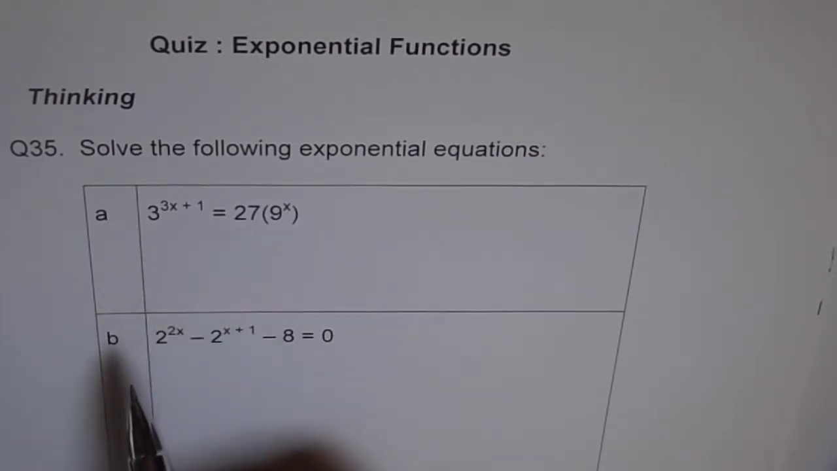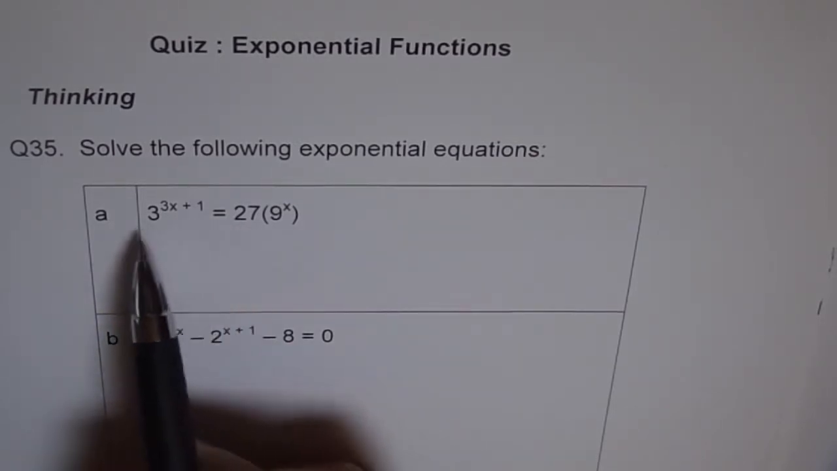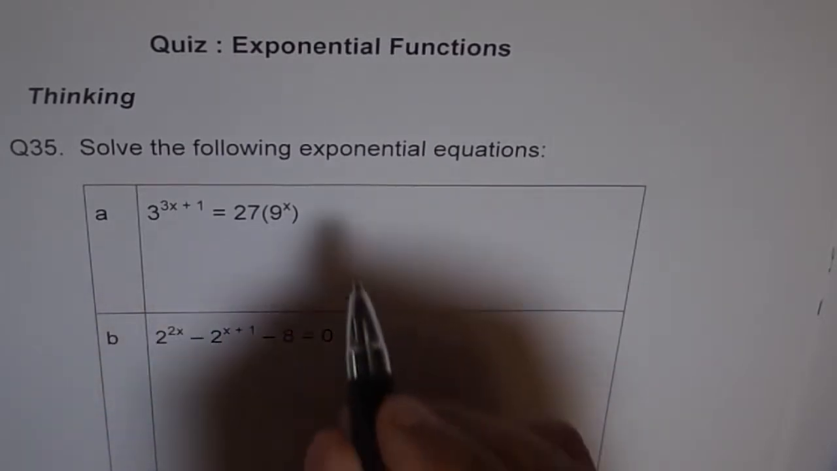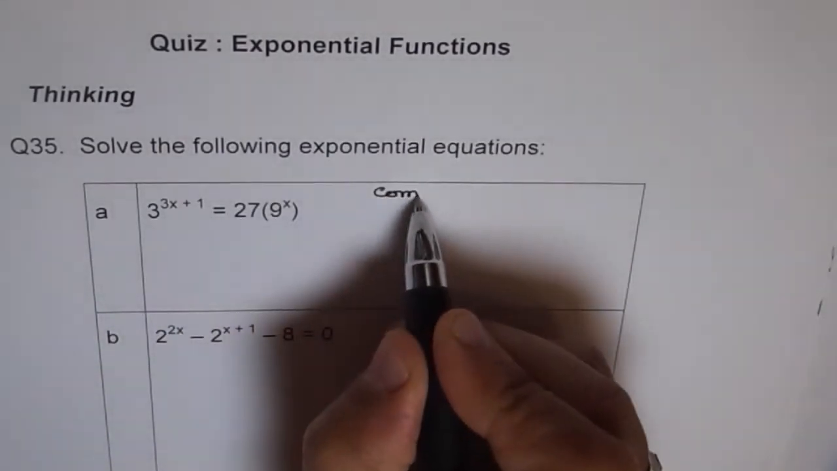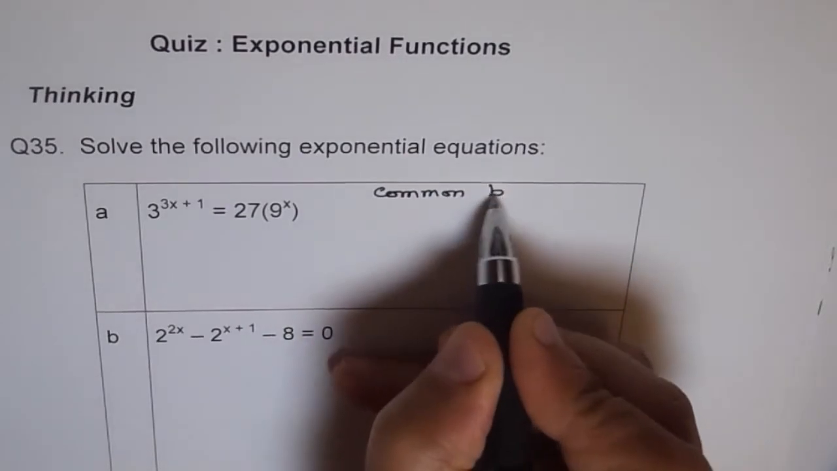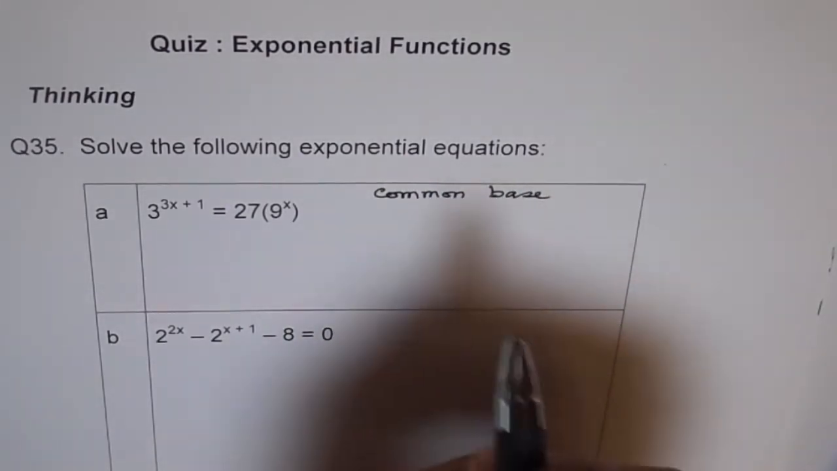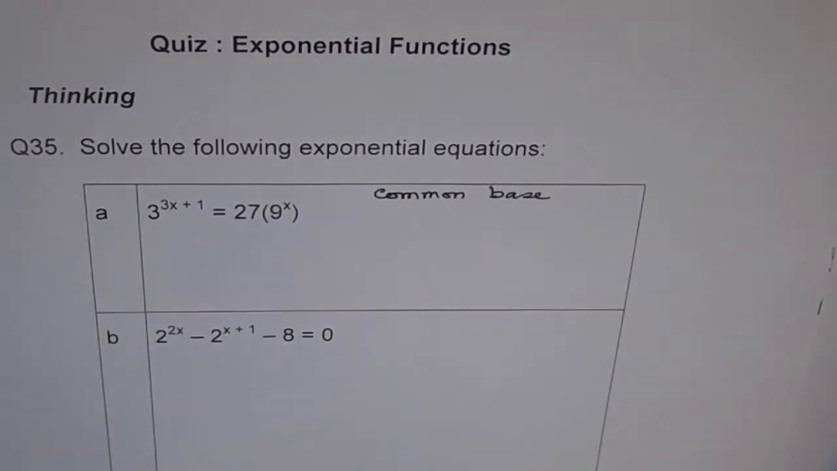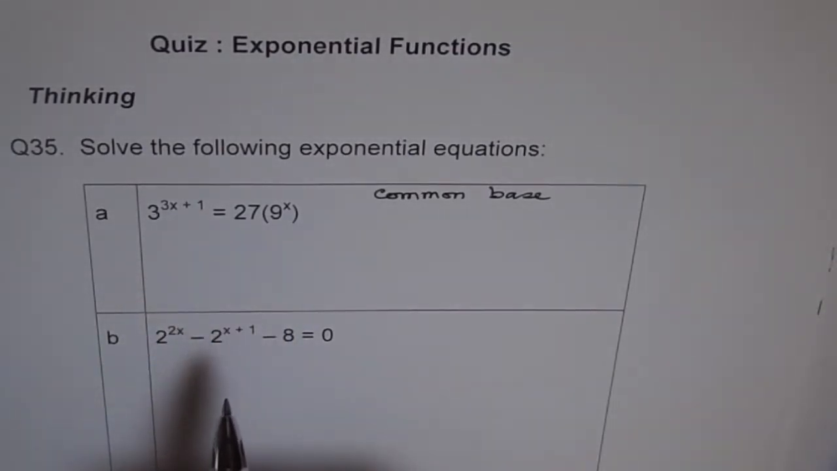How should we do it? Well, let's have the common bases. So the strategy here is to form a common base. Do you see that? Now, the common base, this is 3. We can write 27 as a power of 3 and 9 also as a power of 3, correct?